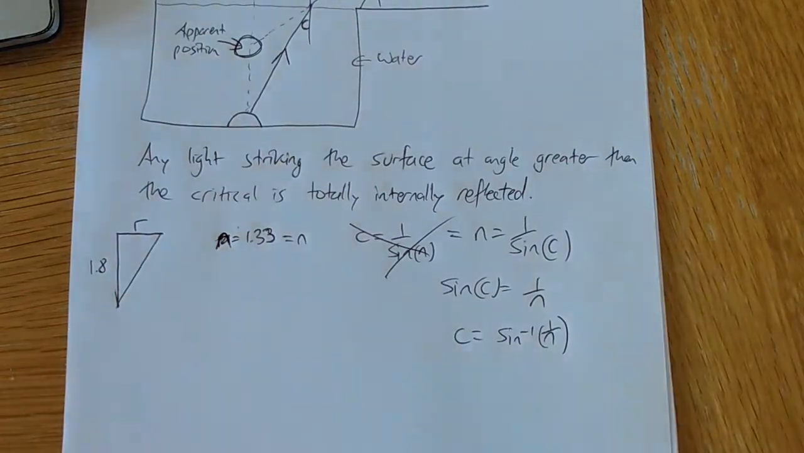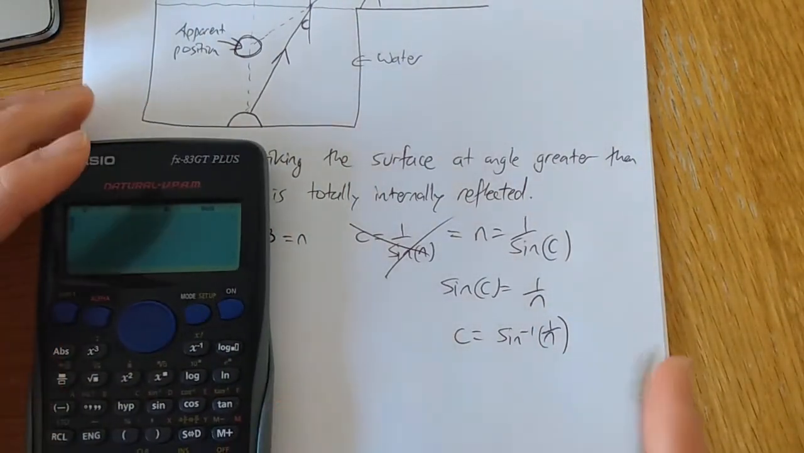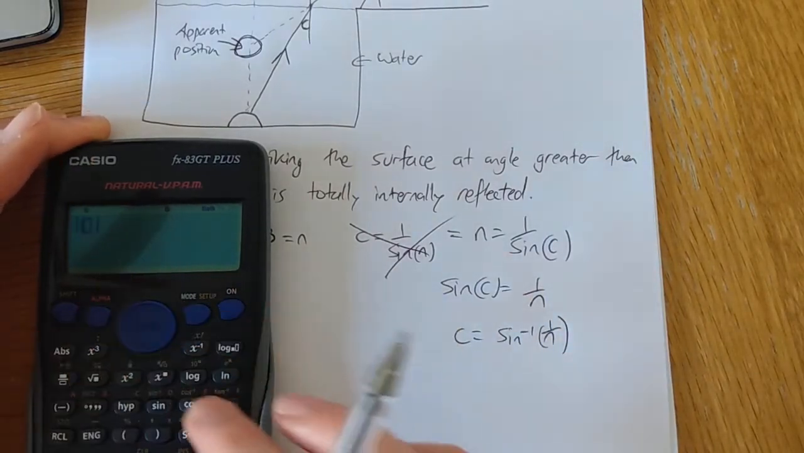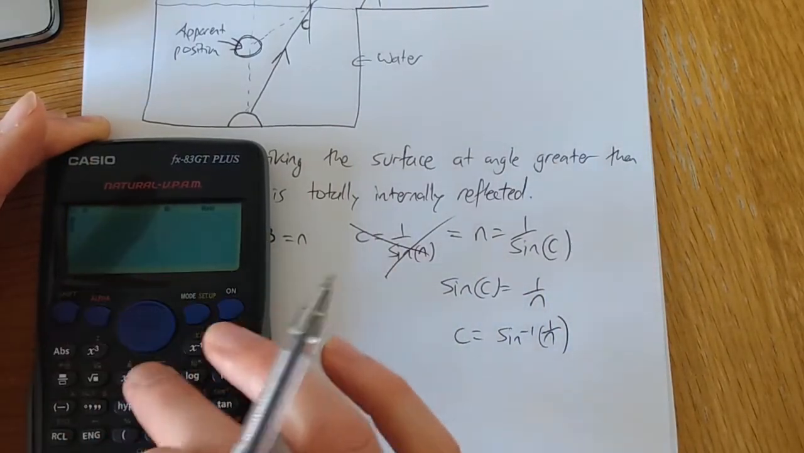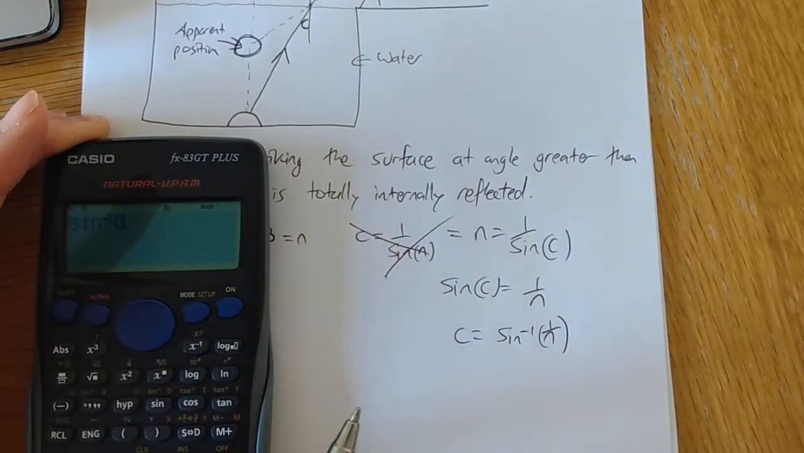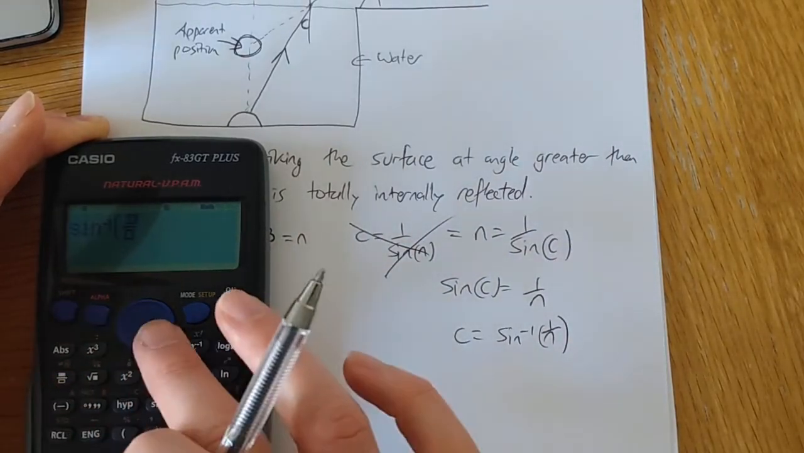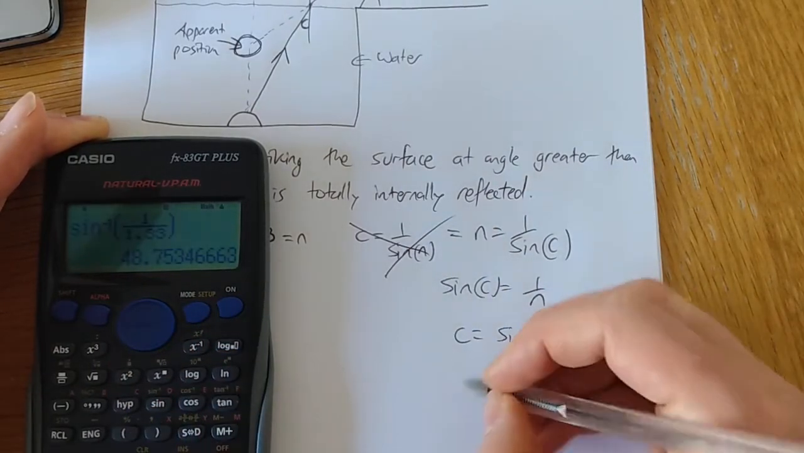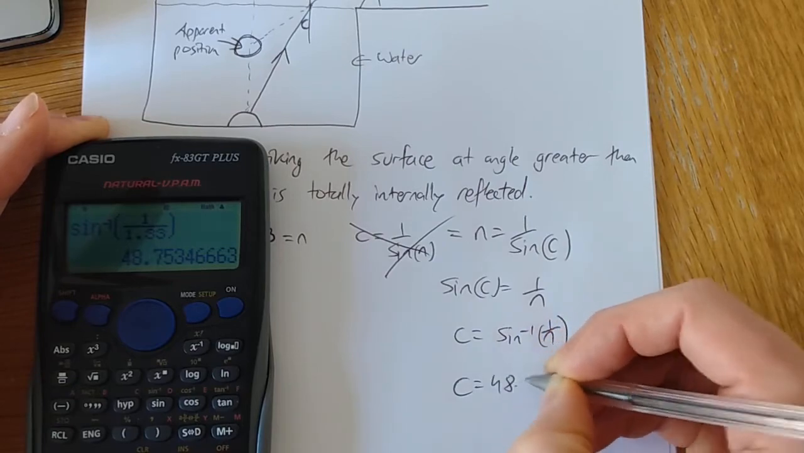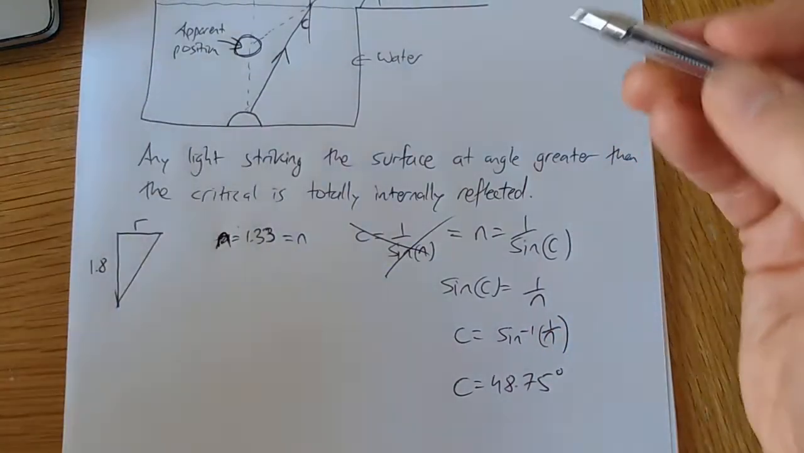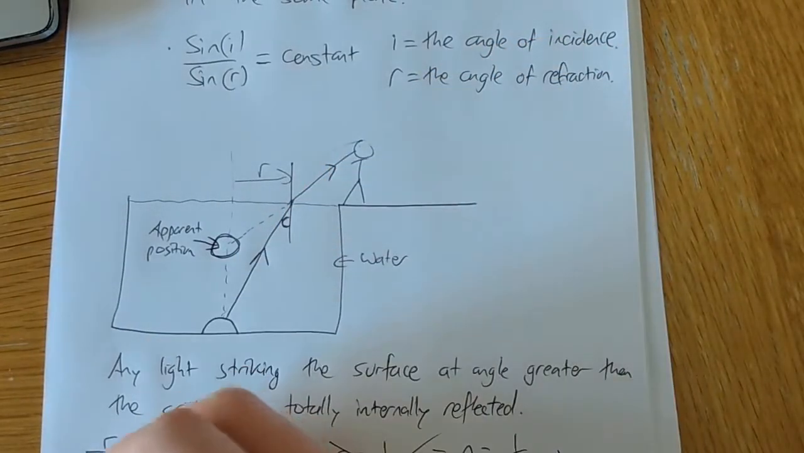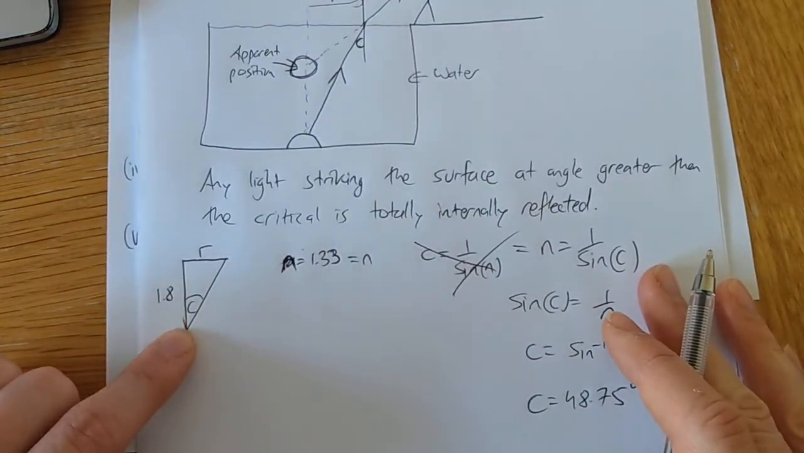Sine inverse of everything. A mistake I've seen a lot is where you do 1 over the sine inverse. So it's sine inverse of 1 over n. So second function sine, put my bracket, 1 over 1.33, close my bracket. So the critical angle is 48.75 degrees. Okay, so now I know this angle. Because that's a straight line that's parallel to that, this is actually my critical angle here as well. There's my critical angle at the bottom.